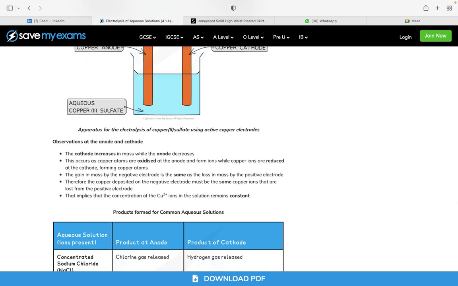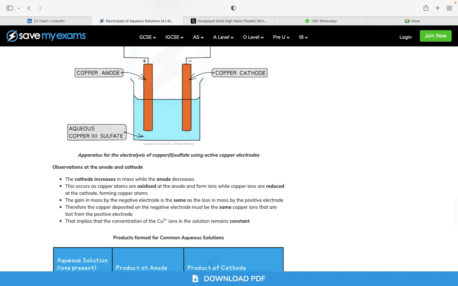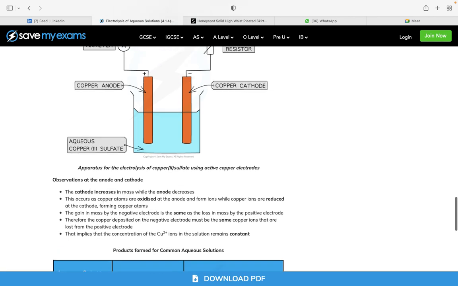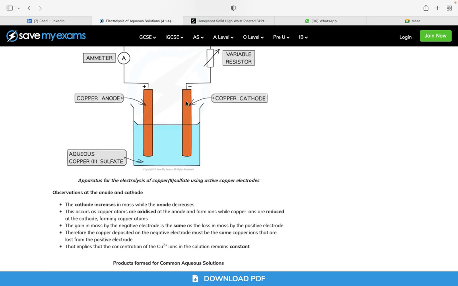So if you take a look at this, you observe some things. Let's take a look at some of the observations that may come from the fact that we are using copper in both anode and cathode, and also our electrolyte is also aqueous copper 2 sulfate. So some of the observation is that the copper increases in mass while the anode decreases. Sorry, the cathode increases. This one will swell up. This diagram really shows that conspicuously. The cathode will increase in mass, while the anode will decrease in mass. We have an explanation for that.